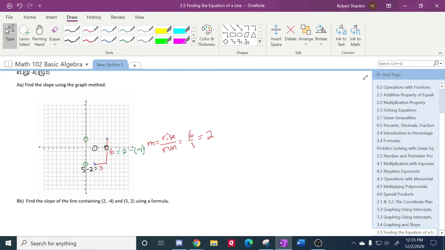Thirty seconds more. Alright, so this is x1, y1, x2, y2. And then the slope, y sub 2 minus y1 over x2 minus x1. That's the slope formula. And then that's 2 minus negative 4. Exactly the same thing we're doing over here. The visual representation of that is the rise.